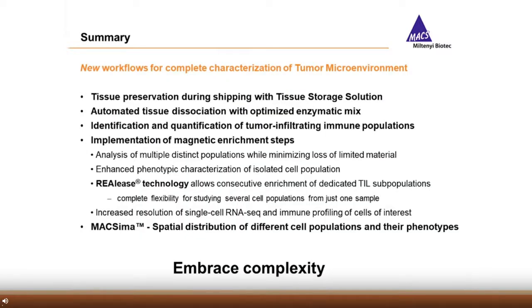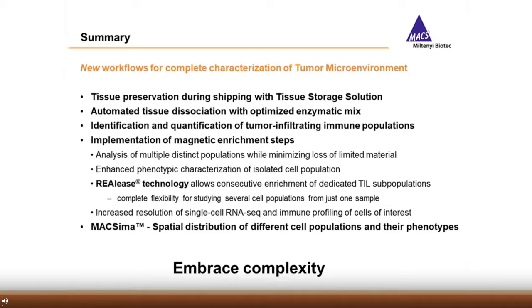In summary, I showed you here today new workflows that allow the complete characterization of the tumor microenvironment. These start with tissue preservation during shipping with tissue storage solution, automated tissue dissociation with optimized enzymatic mix, and identification and quantification of tumor-infiltrating immune populations. By implementing magnetic enrichment steps, we are able to analyze multiple distinct populations while minimizing the loss of limited material and enhance the phenotypic characterization of the isolated cell populations.